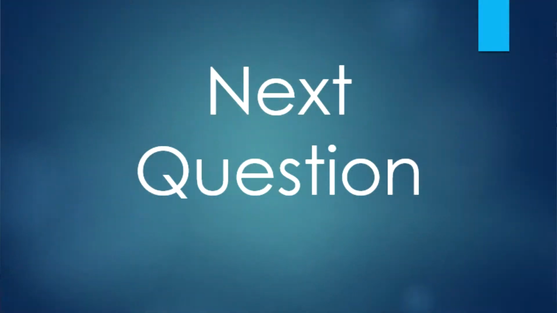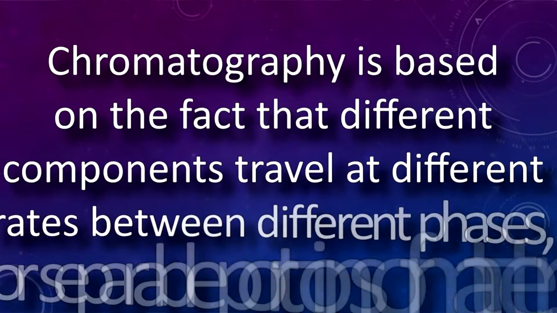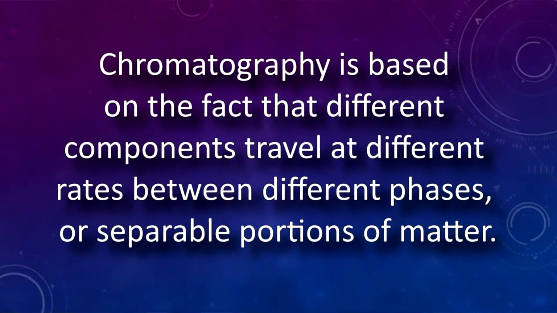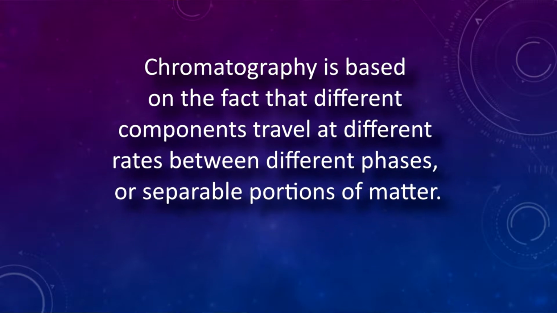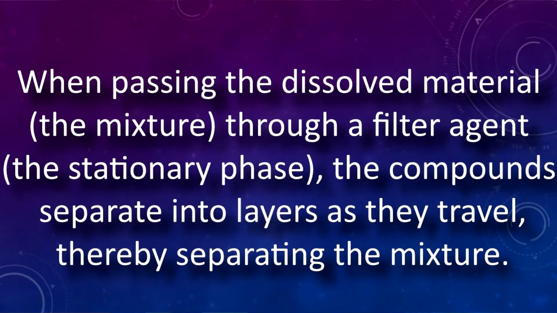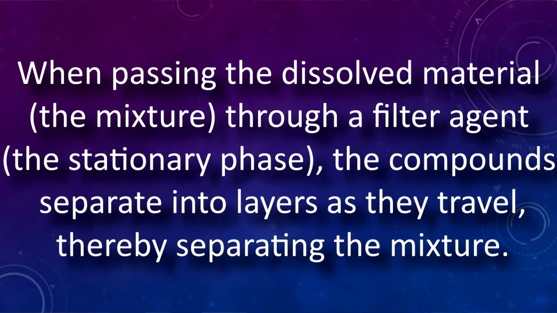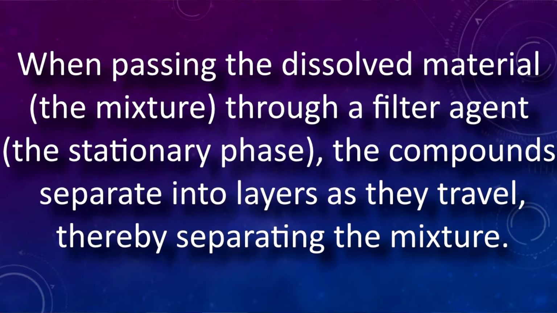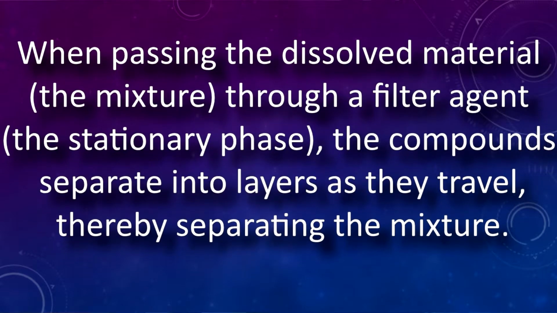Okay, on to the next one. If ever asked in an exam to explain exactly how chromatography works, the best answer is to say chromatography is based on the fact that different components travel at different rates between different phases or separable portions of matter. When passing the dissolved material through a filter agent, the compounds separate into layers as they travel, thereby separating.